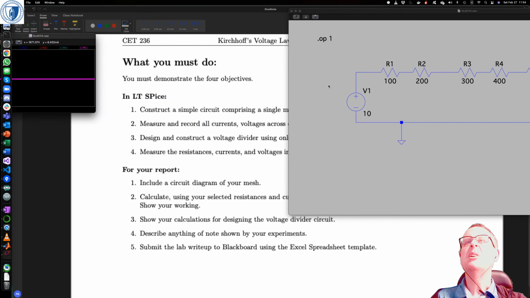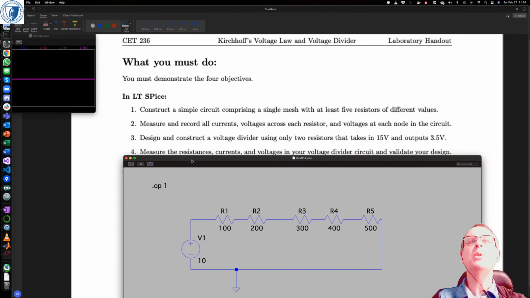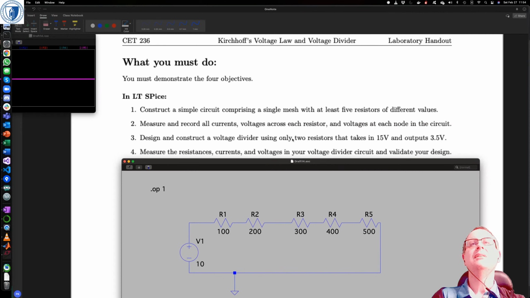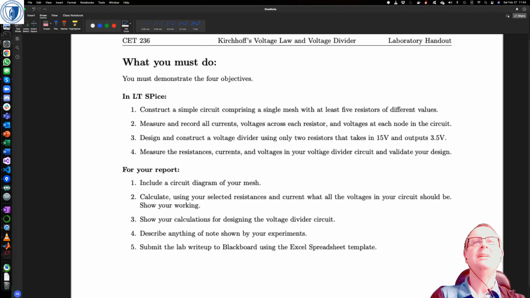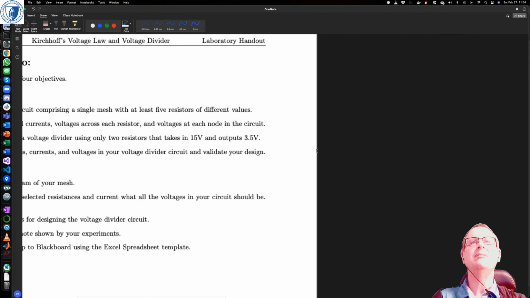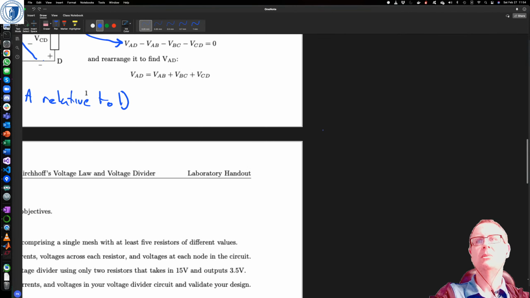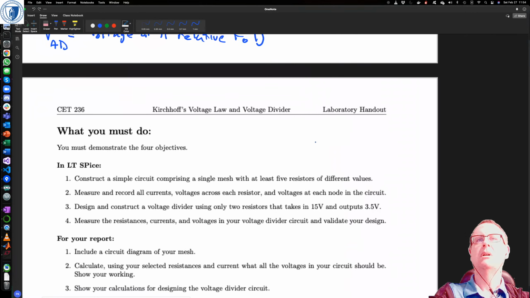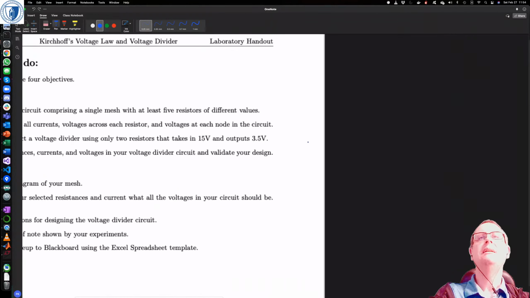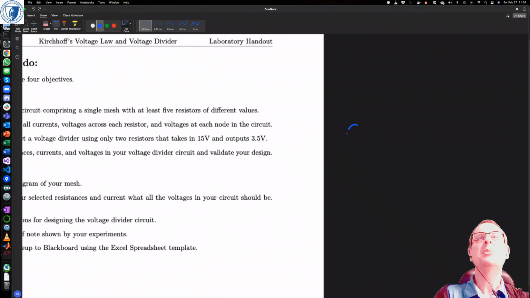What do we got? We've got: design and construct a voltage divider that uses only 2 resistors and takes in 15 volts. So you're going to have to draw this in LTspice, but I'll just draw it here to start with.